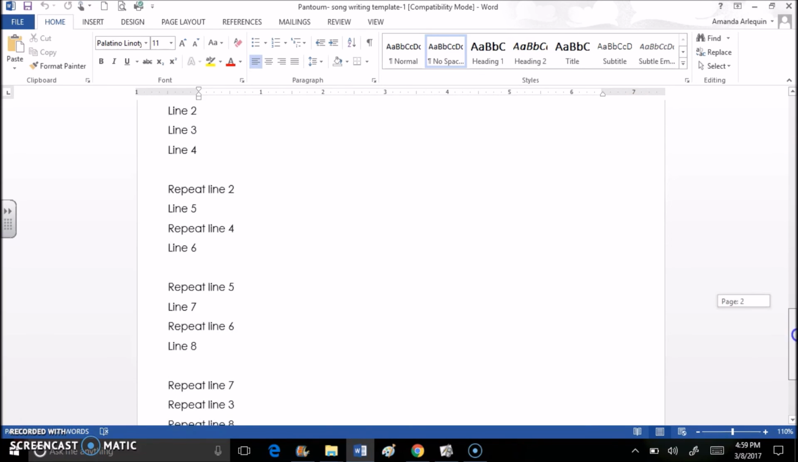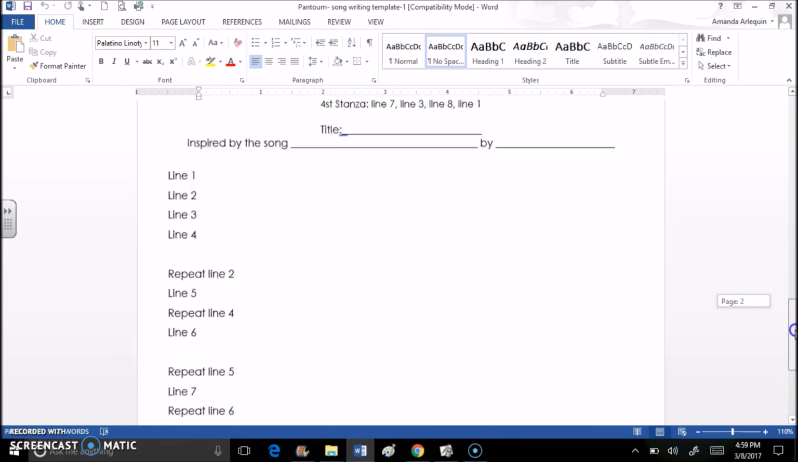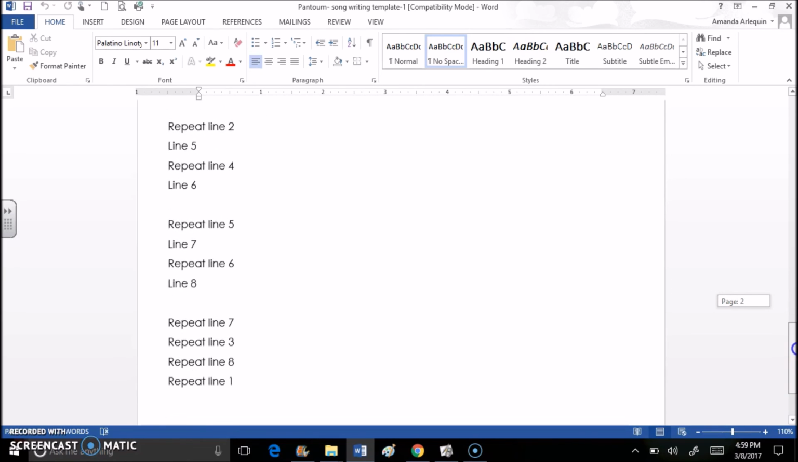All right, good luck. We're going to type up after you write it on your template. Your final draft is going to go into Google Drive. You're going to go through Google Classroom. So you're going to open the assignment, create a new document, and type up your poem in its final form.